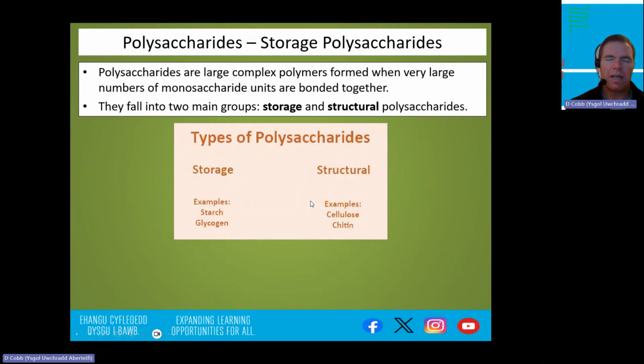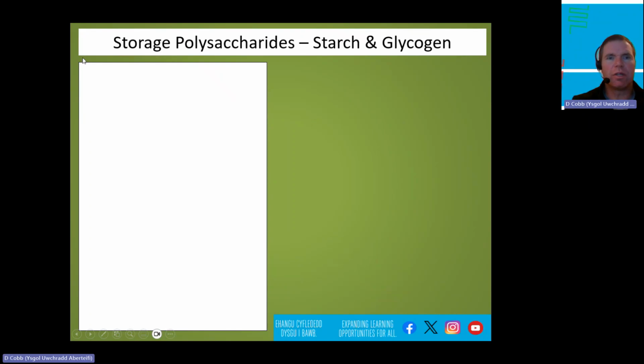They perform 2 functions: energy, in which case starch and glycogen are a storage of energy, and structural polysaccharides, where, well, they're structural, and we have cellulose there. And another one that is not familiar to you, and that's chitin. So not something you study at GCSE. So let's have a look at the storage polysaccharides first.